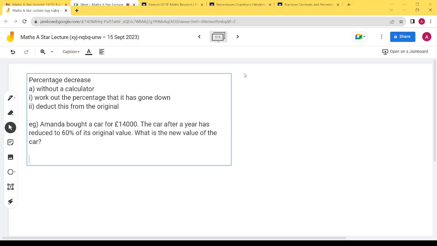To work this out, we need to work out the percentage decrease. You could do this in a couple of ways. You could do the decrease and take it off, or you could just work out the 60%. I'm going to do this one as a decrease and take it off, but you could do it the other way as well. So the decrease equals the 100% original minus the 60%, and that equals 40%.